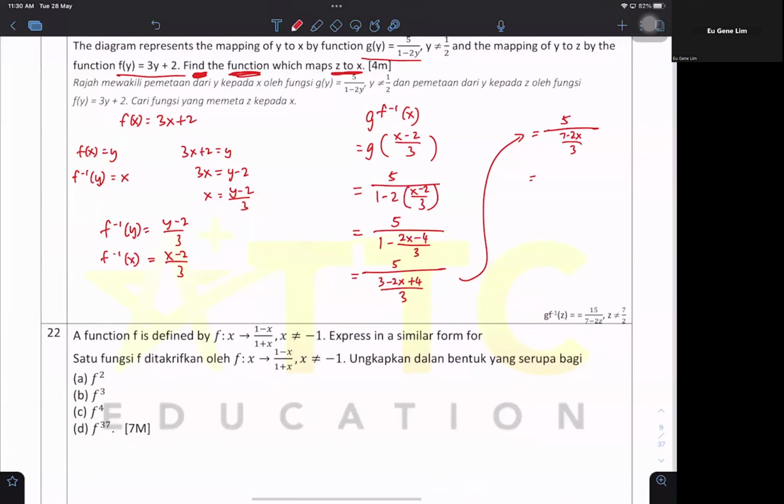Okay, then remember the long line is divide. So 5 divided by 7 minus 2x over 3. Divide become times, so flip it: 3 over 7 minus 2x. 5 times 3 is 15. 15 over 7 minus 2x. That's the answer.